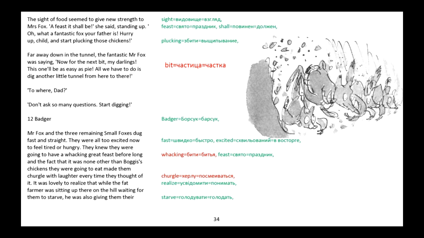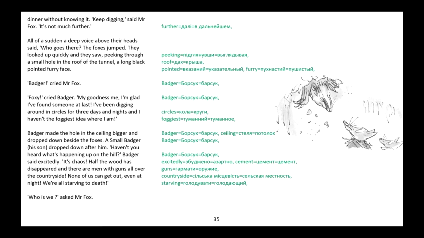Mr. Fox and the three remaining small foxes dug fast and straight. They were all too excited now to feel tired or hungry. They knew they were going to have a whacking good feast before long, and the fact that it was none other than bogus chickens they were going to eat made them chuckle with laughter every time they thought of it. It was lovely to realize that while the fat farmer was sitting up there on the hill waiting for them to starve, he was also giving them their dinner without knowing it.